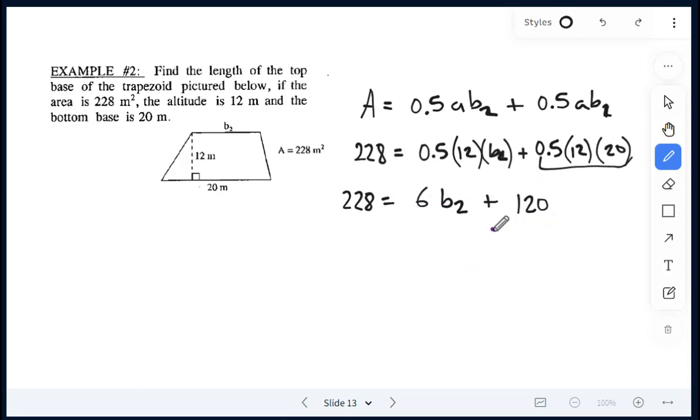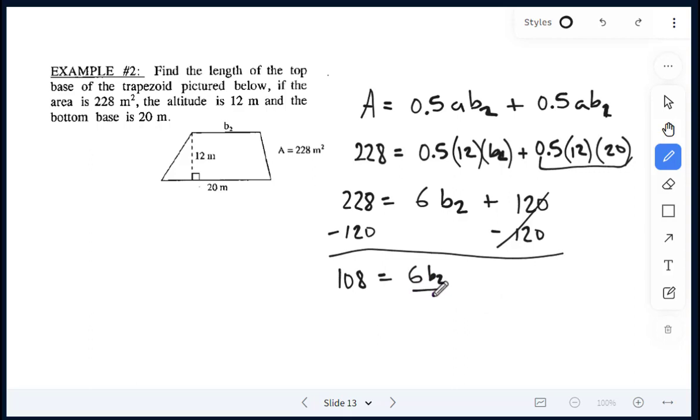So we'll subtract the 120 from both sides, just like we did when we were working on algebra. 228 minus 120, that's 108, is equal to 6 base 2. And then we just have to divide by 6 on both sides. And that gives me my answer of 18 meters is equal to base 2. So base 2 there is equal to 18 meters.